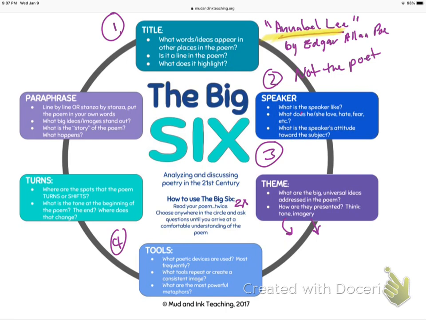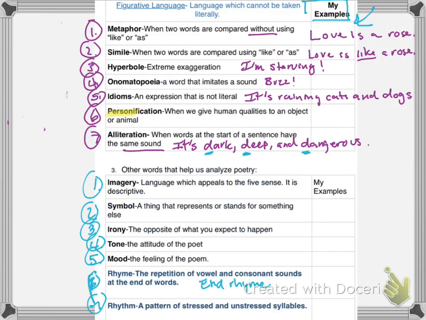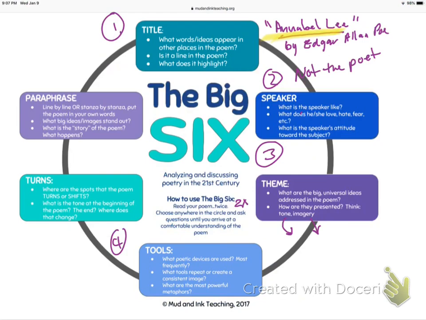Tools. What poetic devices are used most frequently? So when we're talking about poetic devices, think of some of these things, and there's more. This is just a short list of poetic devices. This is a starting point. What tools repeat or create a consistent image?